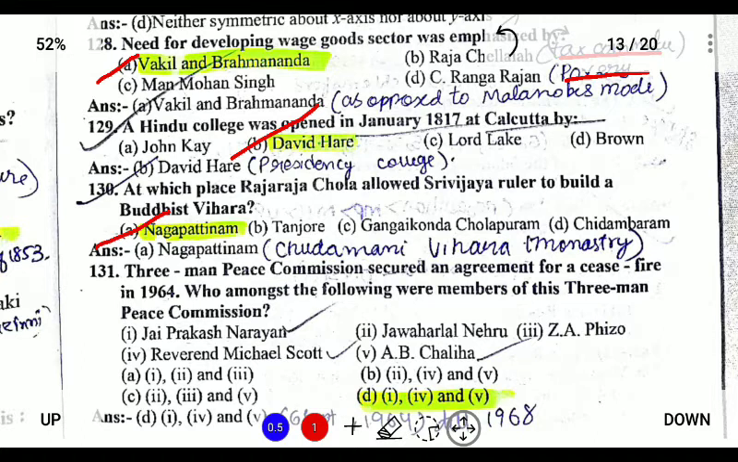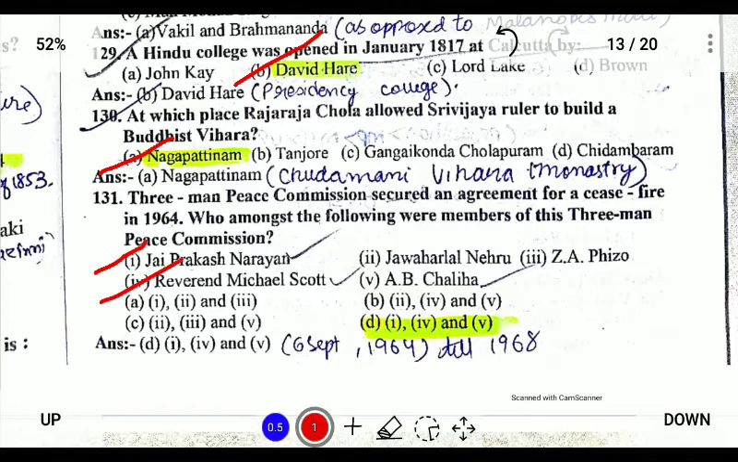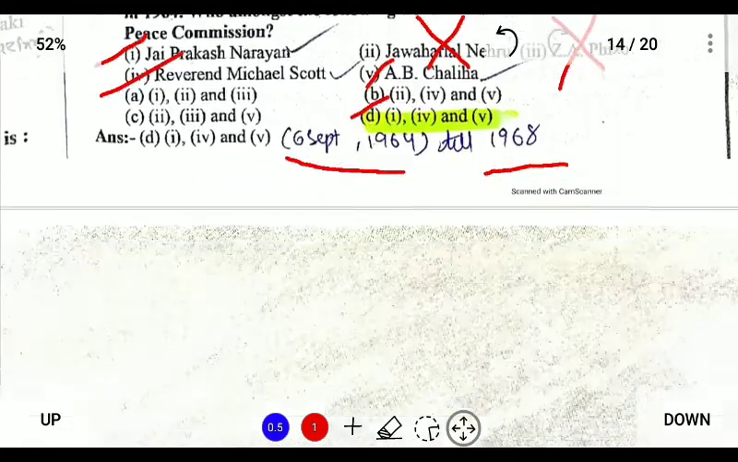Next, a three-man peace commission secured an agreement for a ceasefire in 1964. Who amongst the following were the members of the three-man peace commission? So the three-man peace commission consisted of J. Prakash Narayan, Reverend Michael Scott, and B.P. Chaliha. So the answer is D: 1, 4, and 5. A.Z. Phizo was not there. Jawaharlal Nehru was not there. And this Naga peace commission was formed on 6th September 1964 and it lasted till 1968.